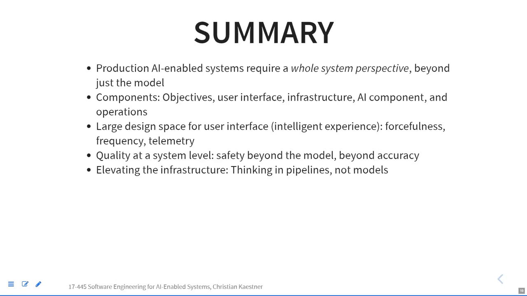So again, what I try to do here is think about the system from a system perspective, right? Go beyond the model. I think thinking about components like objectives, user interface, infrastructure, the AI component and operations is a good way of breaking things down. We talked a bit about the design space. There's lots of work out there. And then really think about quality at the system level and the infrastructure to produce those products. That's what I have for today.